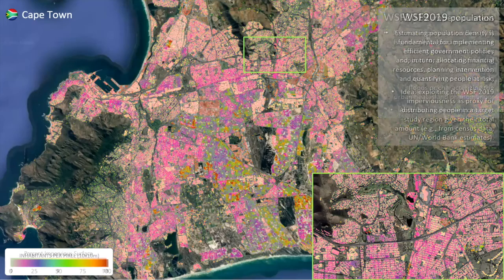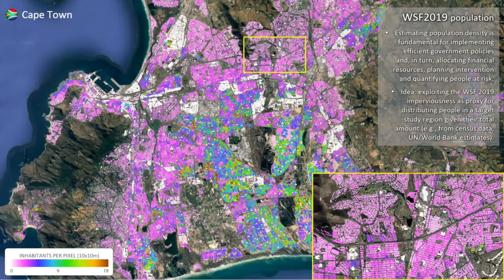And in addition to this, we are now targeting population. We know that it's one of the key inputs in several applications, and it's really fundamental for implementing, for instance, efficient government policies, and of course, in turn, allocating resources, planning interventions, or quantifying the number of people at risk.